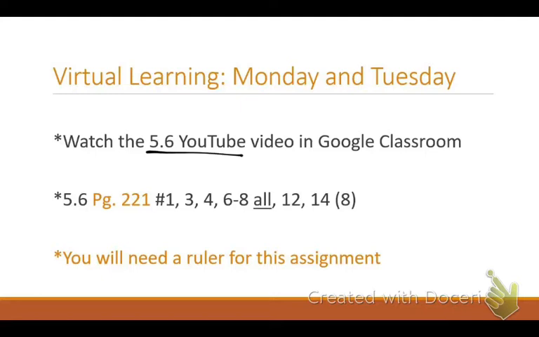Scale drawings, okay? For this, you are going to need a ruler for the assignment. So hopefully you have a ruler at home, or if you have one in your locker, then you need to take it home with you, okay? So you're going to watch the YouTube video. You need to fill in those notes that you see right there. The YouTube video is only 13 minutes long.